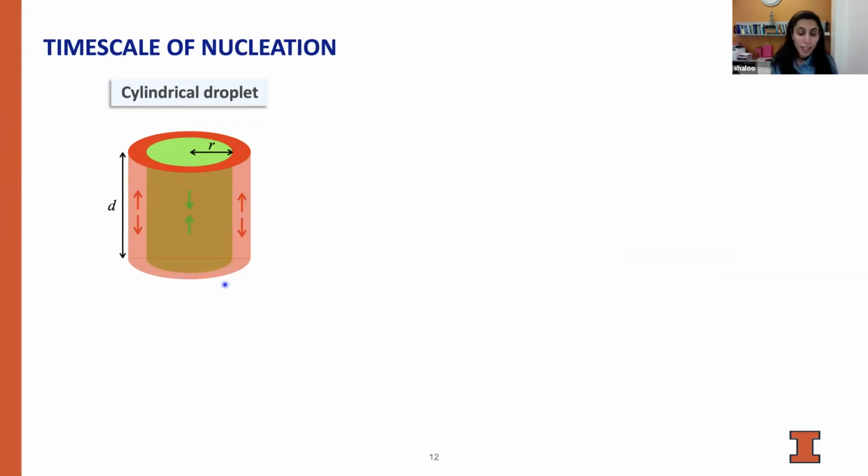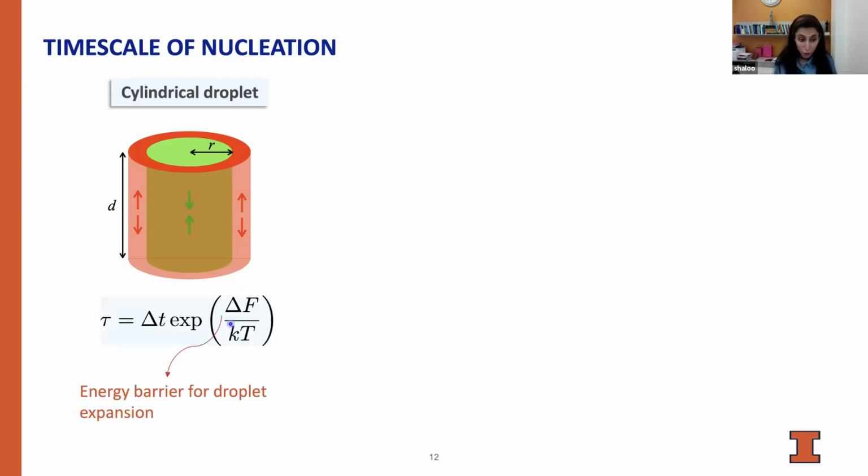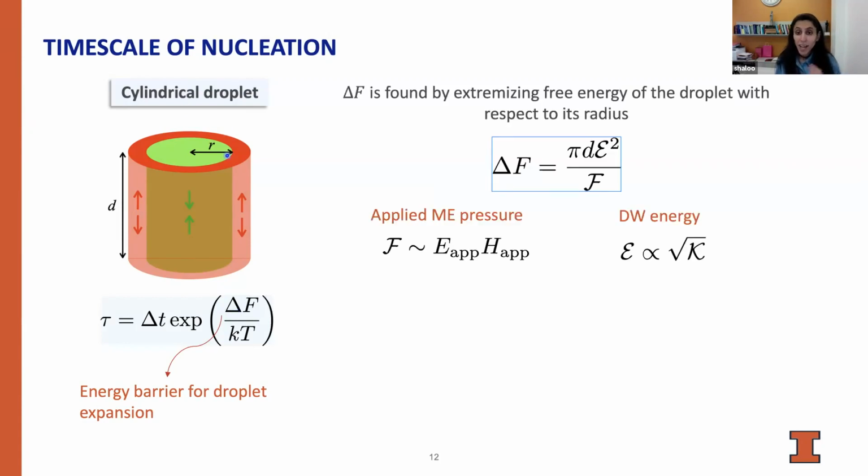So here, the energy density would be the wall energy plus that external magnetoelectric energy due to the applied electric and magnetic fields that we need. And this is a thermally activated process. So here we need to compute the energy barrier for droplet expansion. We can do that by extremizing that free energy density term, which I'm not showing you, with respect to this radius r.